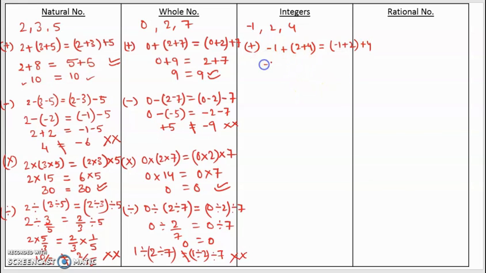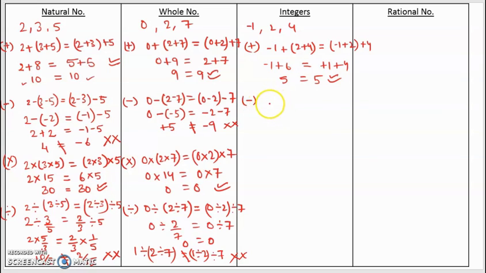And if you see that -1 plus 2 plus 4 is -1 plus 6, that is 5, that should be equal to -1 plus 2 is +1 plus 4, and 1 plus 4 is also 5. So hence you clearly see that integers follow the associative property for addition.